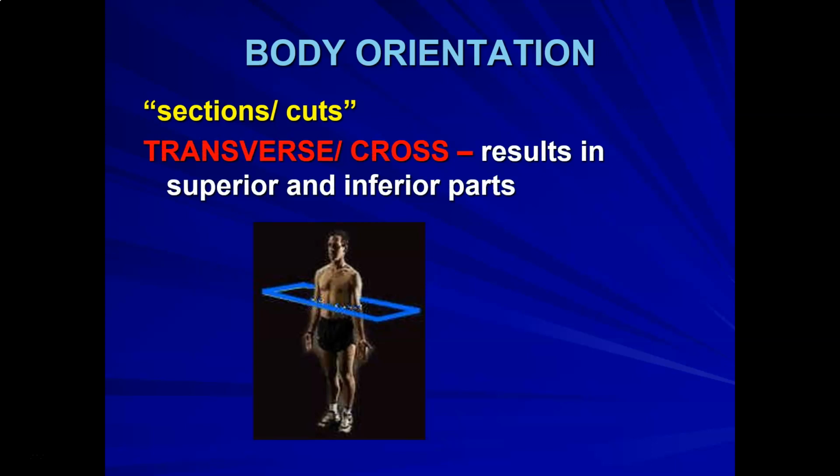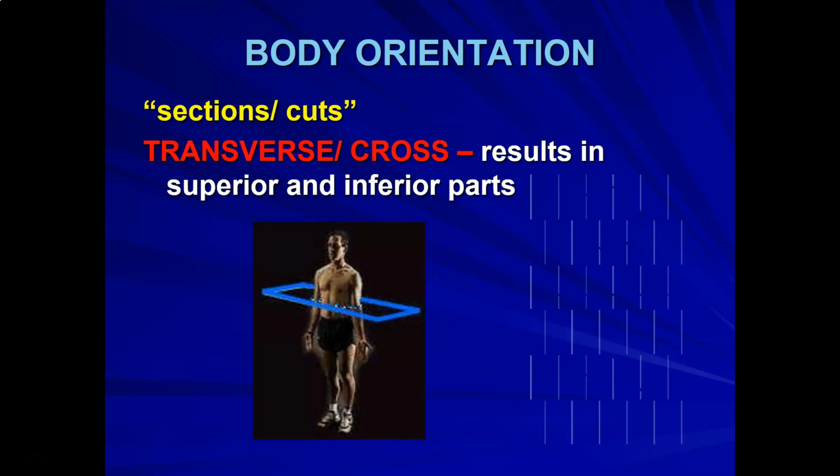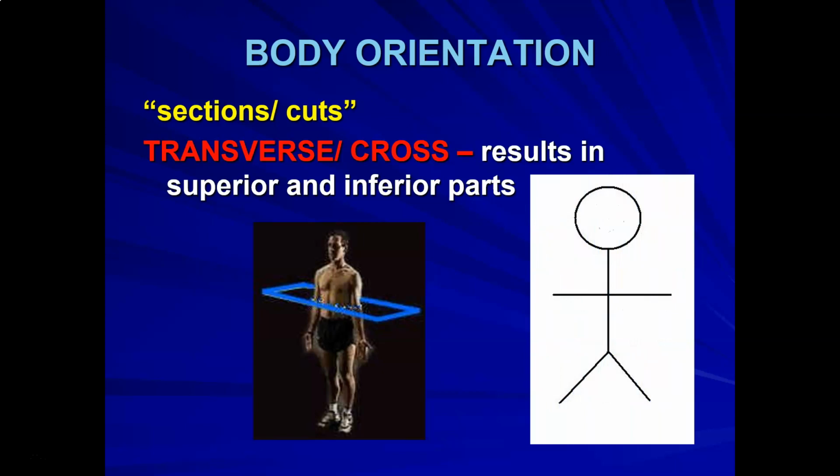The first is what we call a transverse, aka cross section. And what a transverse section results in are top and bottom pieces, superior and inferior parts. So when we look at the whole body or a structure within the whole body and we cut it in half and we get a top and a bottom, a superior and inferior, that's a transverse. So here we are, we're learning about anatomy. And we make any cut that's going to separate a top portion, superior portion, from a bottom portion. That's a cross section. That's a transverse section.